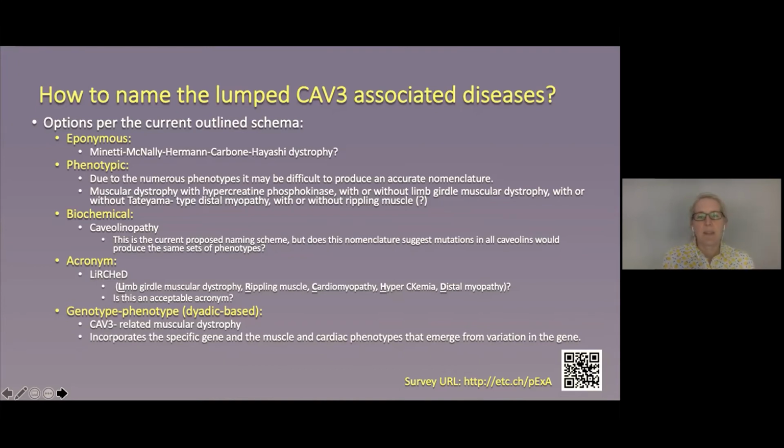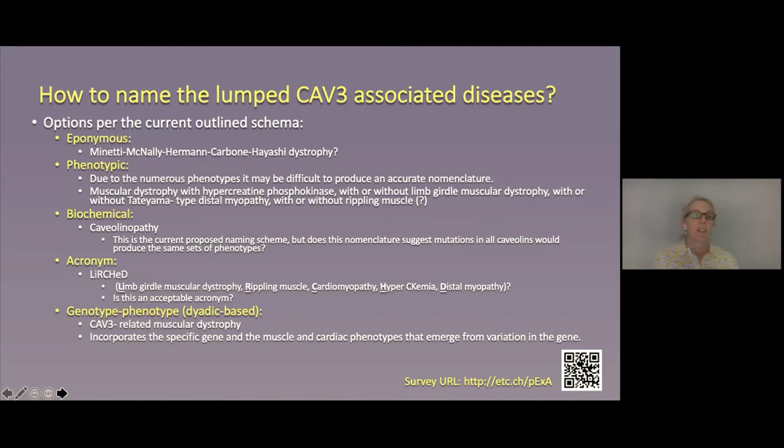The current proposed naming scheme, but this nomenclature suggests that mutations in all caveolopathies may produce the same subset of phenotypes. And there are other caveolins. There's caveolin 1 and 2 at the very least, and there may be others that are going to be discovered in the future. And at this point, caveolin 1 and 2 are not associated with the same type of phenotypes. Actually, in fact, one of them, I believe, is not associated with a disease or a phenotype at all. And so those are some considerations you have to give when you give a broader biochemical name. Does every protein or family member within that biochemical pathway give a similar phenotype?